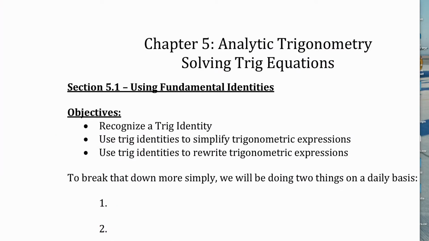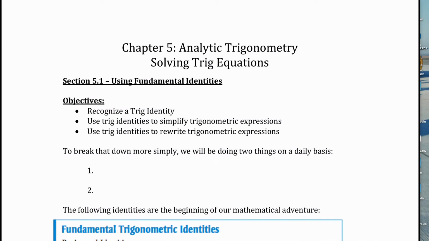So our objectives for this are, first of all, recognize the trig identity. Then we're going to use trig identities to simplify trig expressions. And then we're going to use trig identities to rewrite trig expressions. So the biggest things we're going to be using here are substitution and simplification. So that's our main goals, the big things we're going to use. In order to solve, we're going to substitute and we're going to simplify.